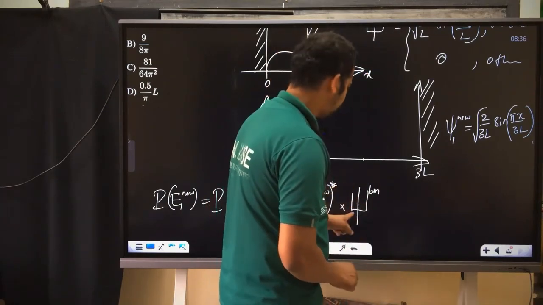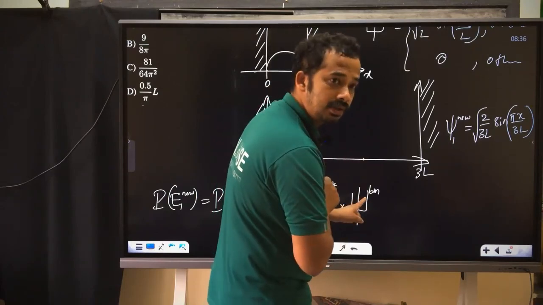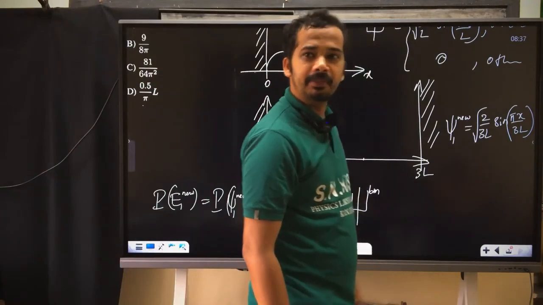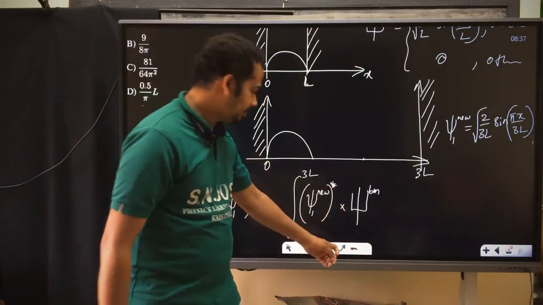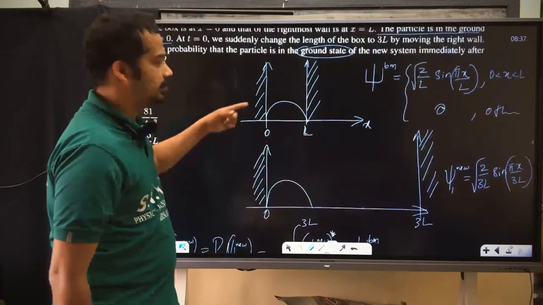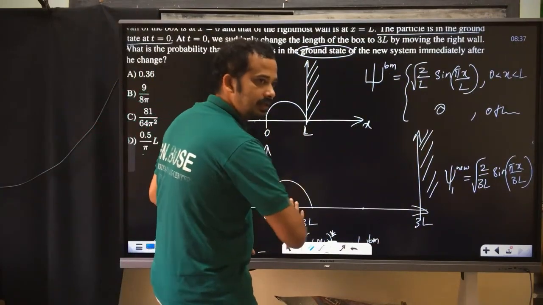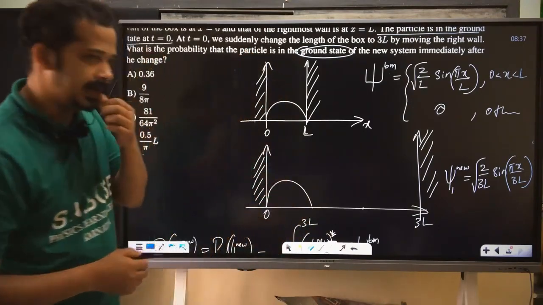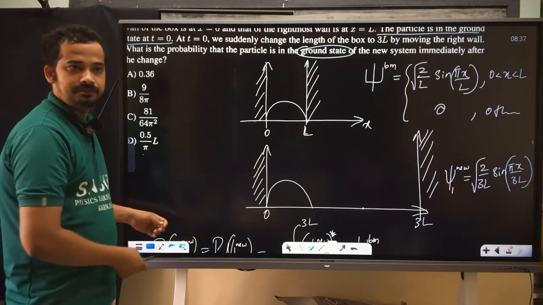Why have I written this one as capital psi? Because for the new system, this is not a stationary state. It may be an eigenstate of the old box, but not for the new box. For the new box, it is 0 here, and it is a superposition state. It contains infinitely many terms actually.